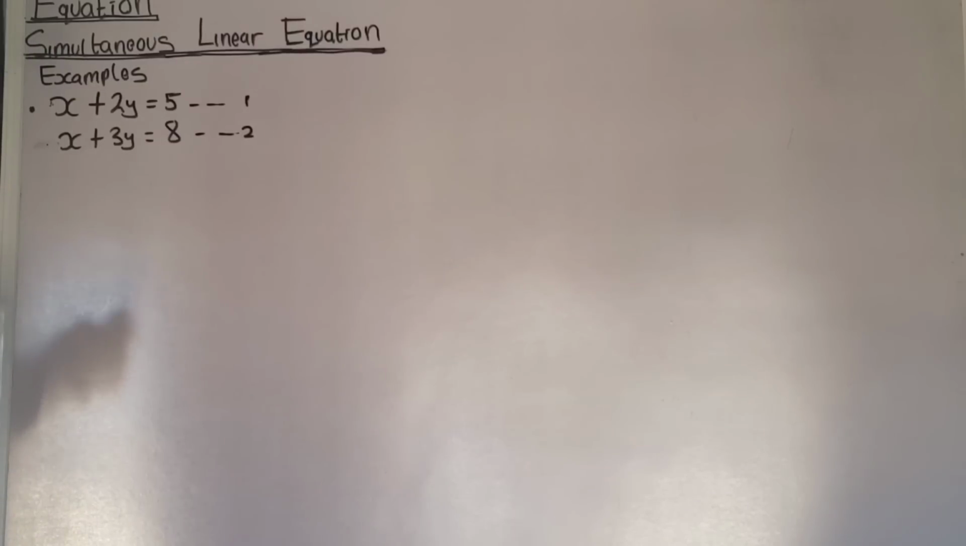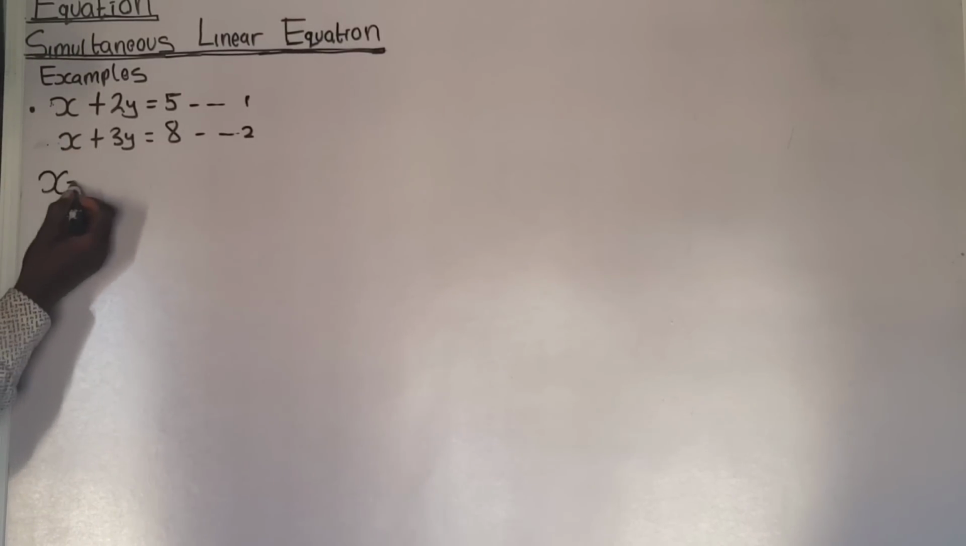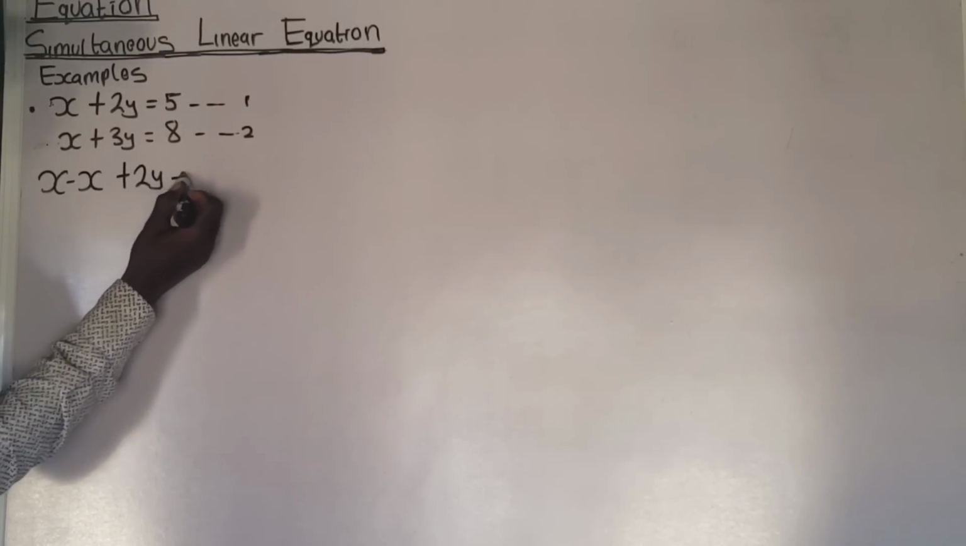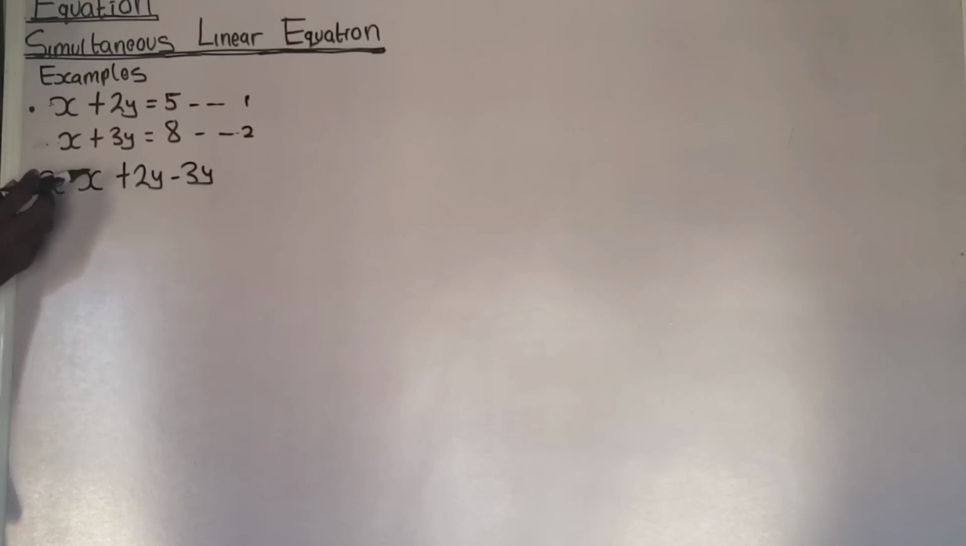So pay attention. For this, I'm going to have x minus x, plus 2y minus 3y. I'm subtracting this equation from this equation.